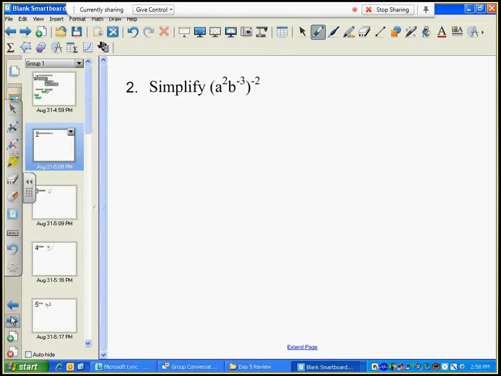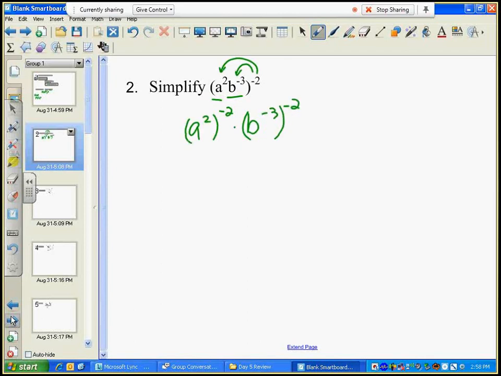Now I'm going to simplify a squared b to the negative 3rd power, all of that to the negative 2nd power. This is called a power of a product. It's considered a product because I'm actually multiplying this factor, a squared, times this factor, which is b to the negative 3rd power. So some of my classes call this the Badoop-Badoop rule. I'm going to rewrite this as a squared to that power, which is negative 2, times b to the negative 3, 3rd power, to the negative 2nd power.